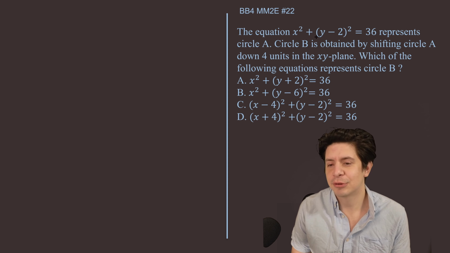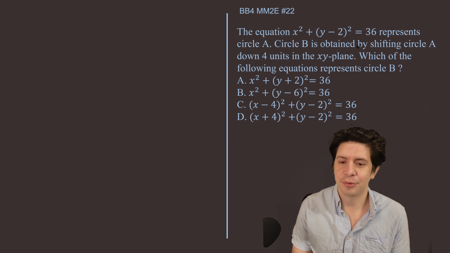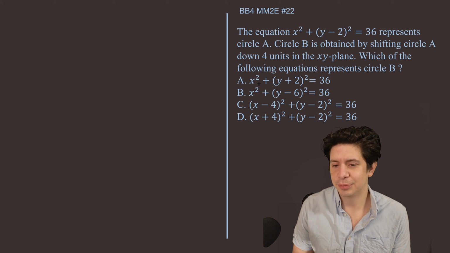The equation x squared plus (y minus 2) squared equals 36 represents circle A. Circle B is obtained by shifting circle A down 4 units in the xy plane. Which of the following equations represents circle B? So we're shifting down 4 units. That means we're going down 4. So x is not going to change. It'll still be x squared.